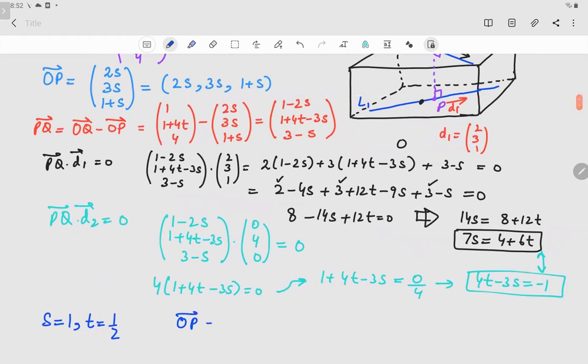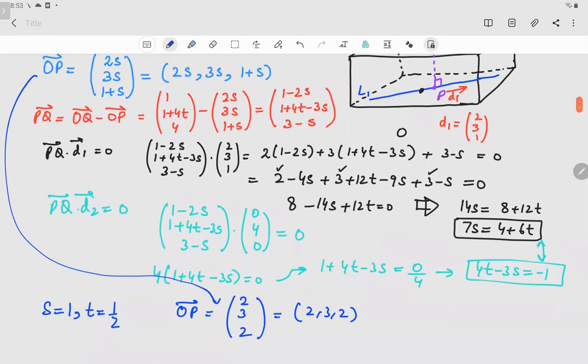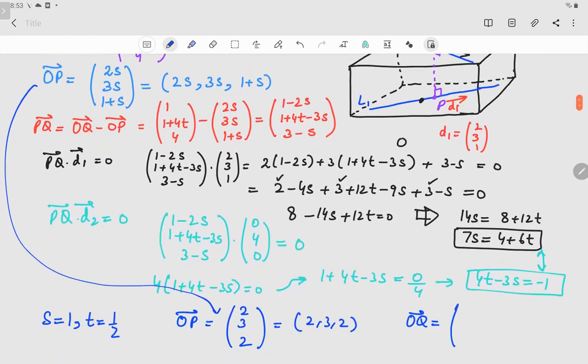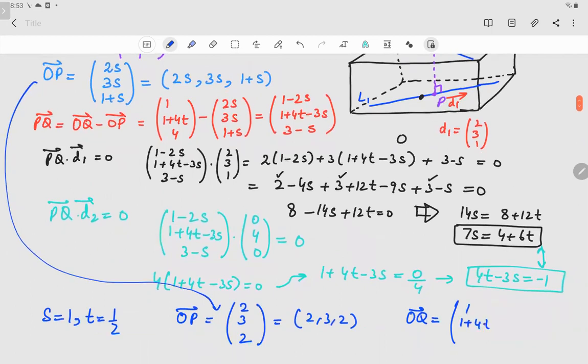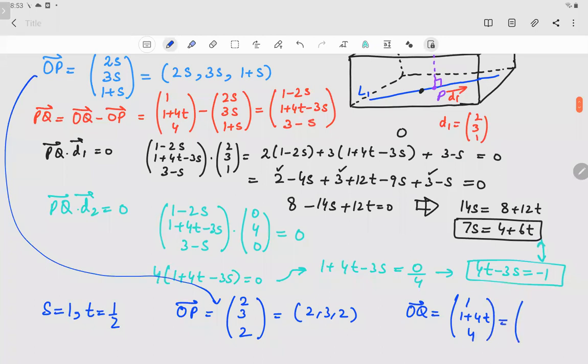You know, OP is equal to, when S is 1, (2, 3, 2). Or if it is written in coordinate form, it's like this. And OQ is equal to (1 plus 4T, and 4). And inserting the value of T as 1/2, it becomes equal to this.